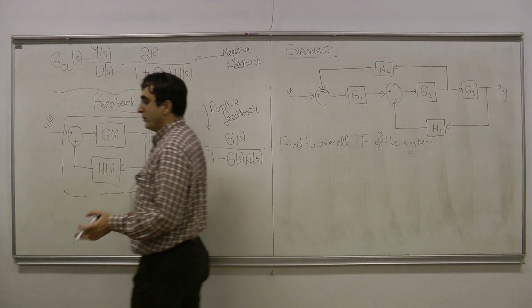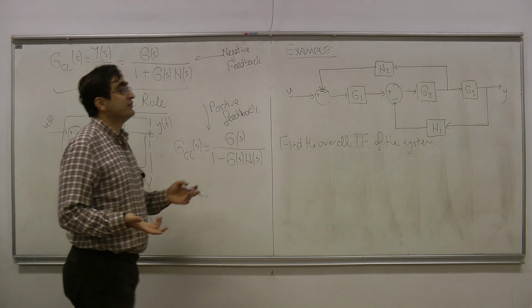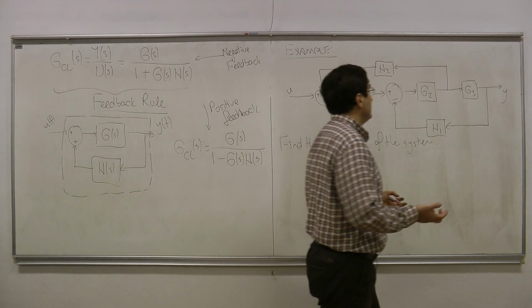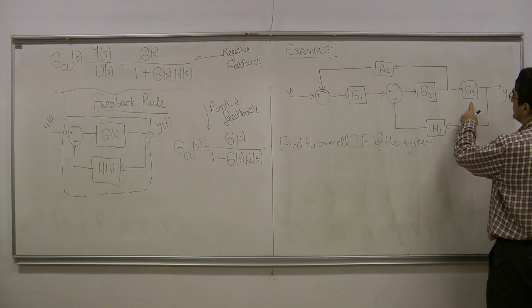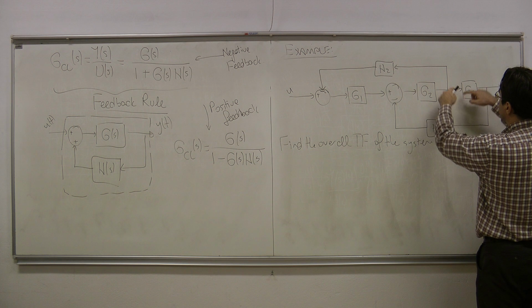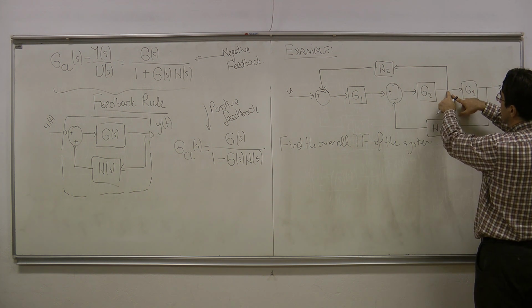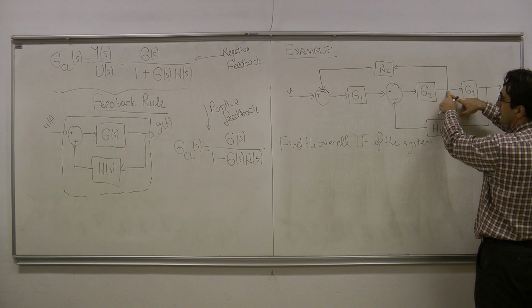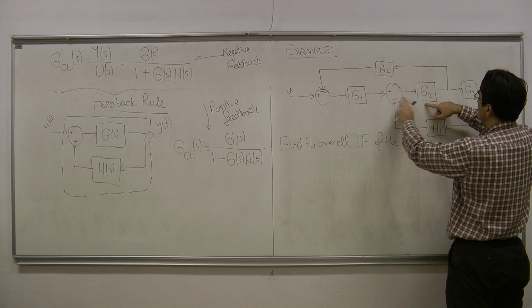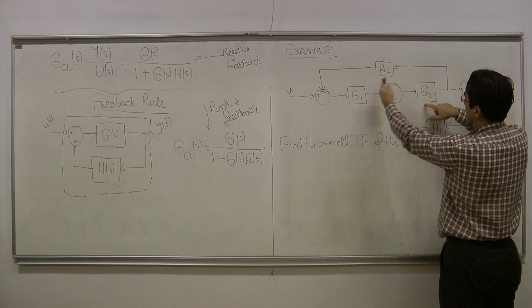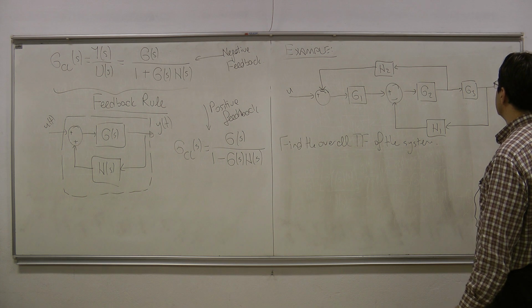In this case, unfortunately, none of the rules that we have seen is applicable. Okay? Here I can try to multiply G1 and G2 and put this as a single block here, but it is not possible because of this branching, because of this branch here. Here I cannot just multiply G1 and G2 because there is a summation in between, right? Or a subtraction in between.